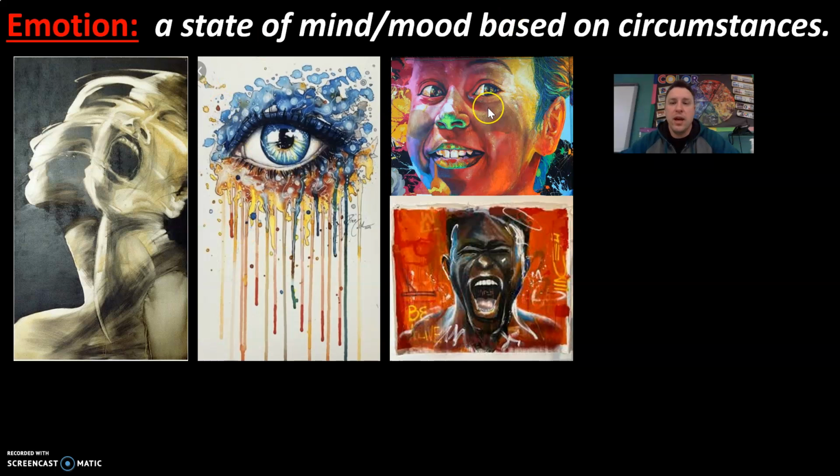Whereas in the top right, we have happiness, joy. You see a young subject smiling. You see a lot of bright, vibrant colors, so that would lead someone to think that this was definitely a very happy work. And at the bottom here, you have someone who looks like they're screaming or yelling.